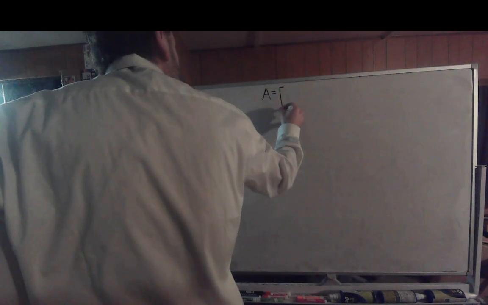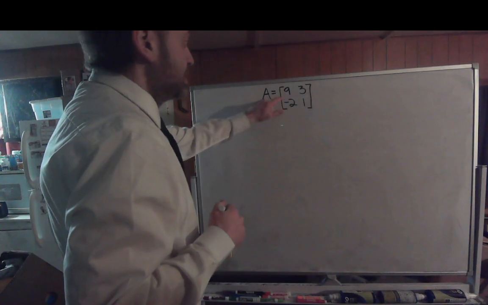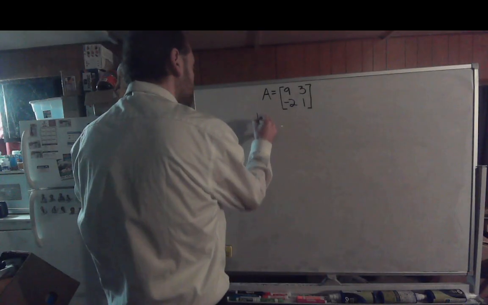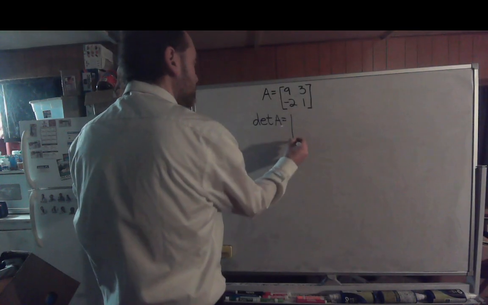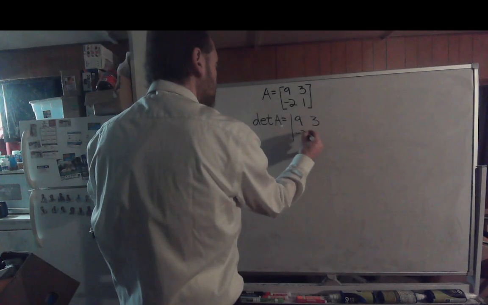Alright, so you have matrix A, this time another 2 by 2, with entries 9, 3, -2, and 1. So let's evaluate the determinant of matrix A. We'll just put all these entries in what looks like a big absolute value sign.